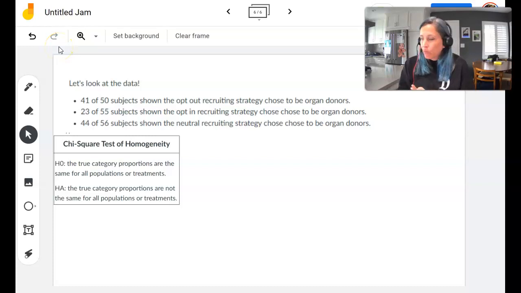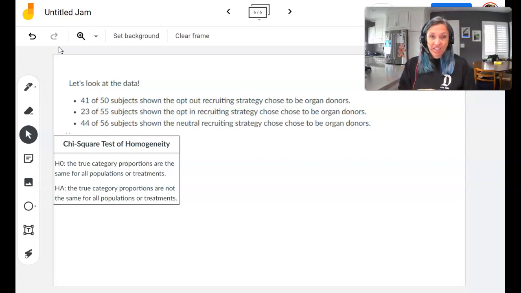All right, so let's look at what we're doing with this donor recruitment research study now that we actually know that this is a chi-squared test for homogeneity. It is a chi-squared test for homogeneity because we can treat this random assignment as though they are separate populations because of that random assignment.